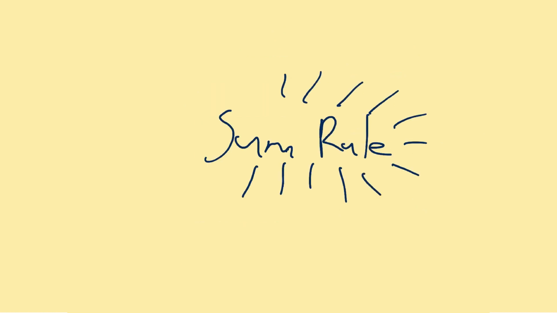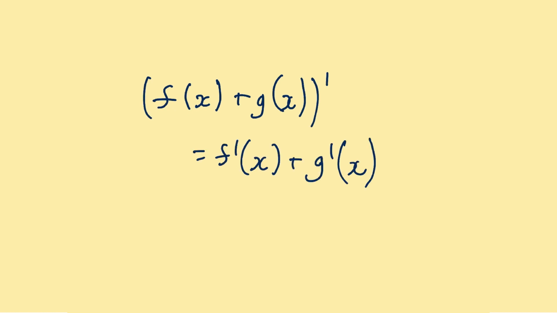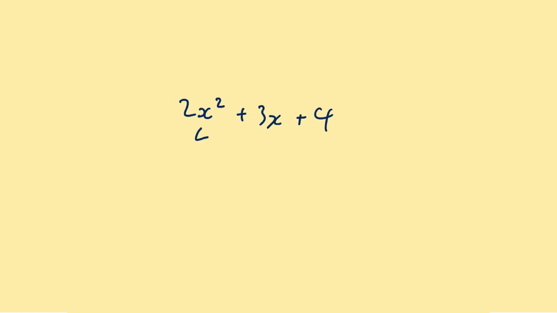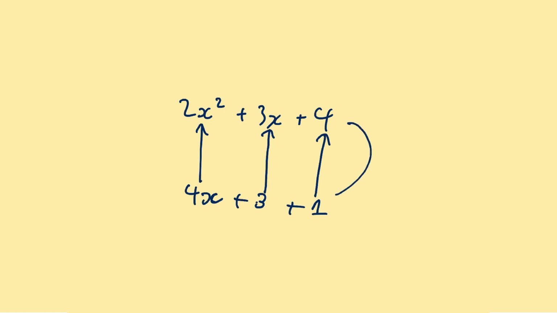The sum rule is actually kind of simple. It doesn't really need any trickery. The derivative of the sum of two functions is just the sum of the two derivatives. We can use this to figure out polynomial derivatives, by the way. We just break them up into their individual components, which are all x squared, x cubed, and so on. And then we just find the derivative that way.